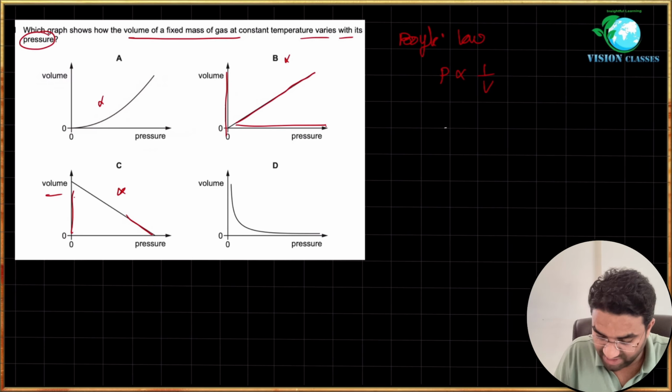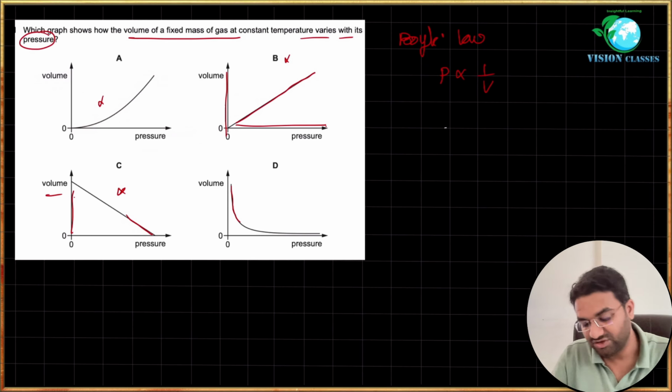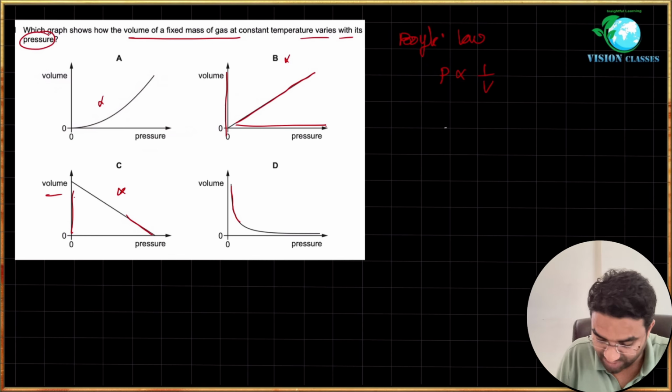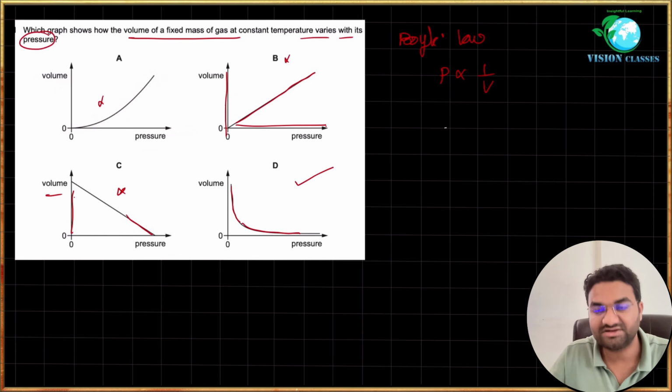And then we are left with the last one, which is inversely proportional. As pressure increases, volume decreases drastically as well. So this is the correct answer.